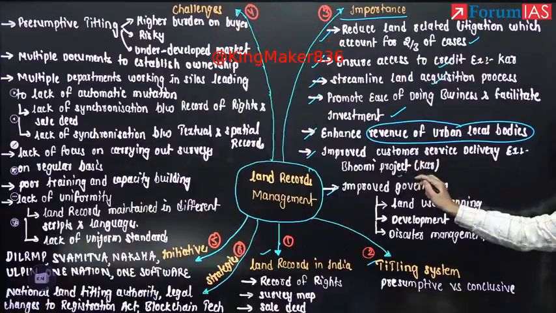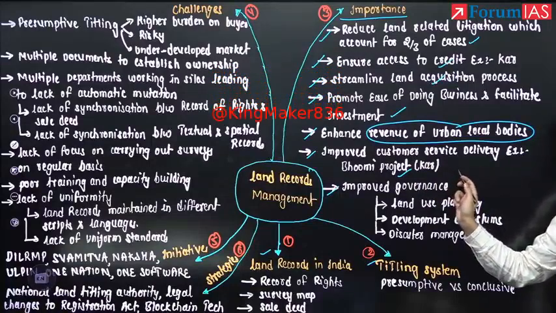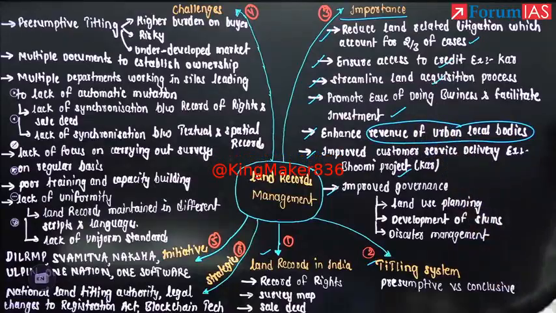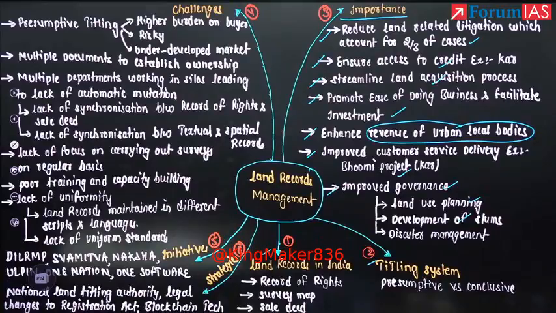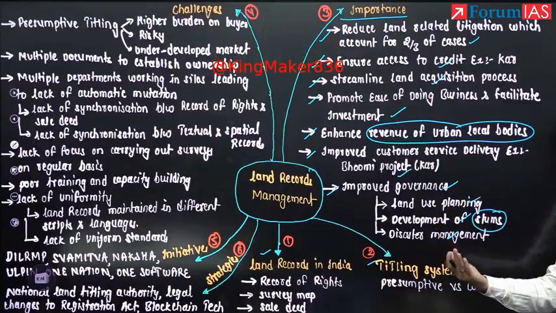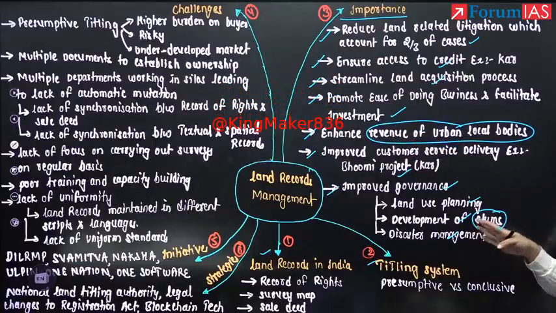Improved customer service delivery, which I have explained to you from the state of Karnataka. I hope you are able to remember. What is that project called as? Bhumi project. We discussed there's Bhumi and Kaveri integration, Bhumi and Mojini integration. Improved governance, better land use planning, development of slums, especially in the urban areas, if you are able to establish the ownership, we can undertake redevelopment of slums. Then it can also help us in disaster management. For example, can you tell me one slum which has now been redeveloped? Dharavi slum redevelopment project, provided you know the land records. Who is owning how much amount of land?